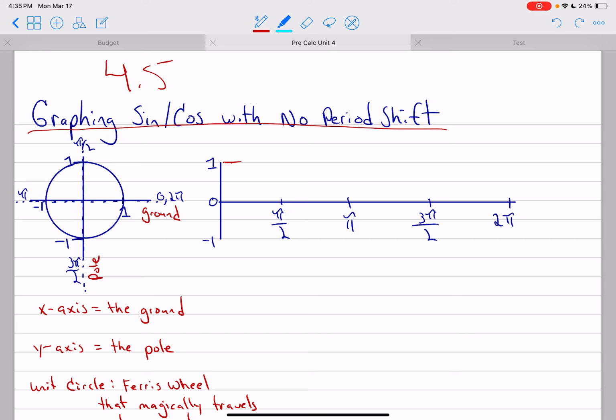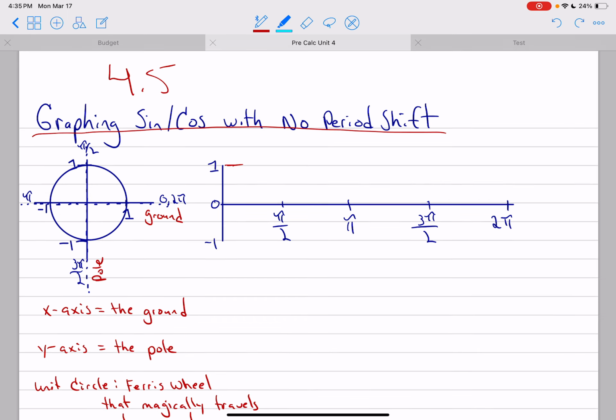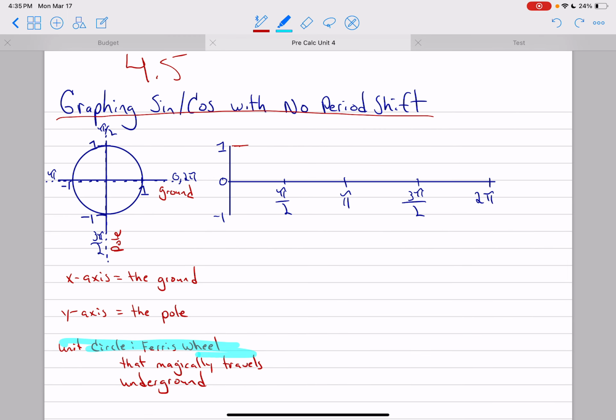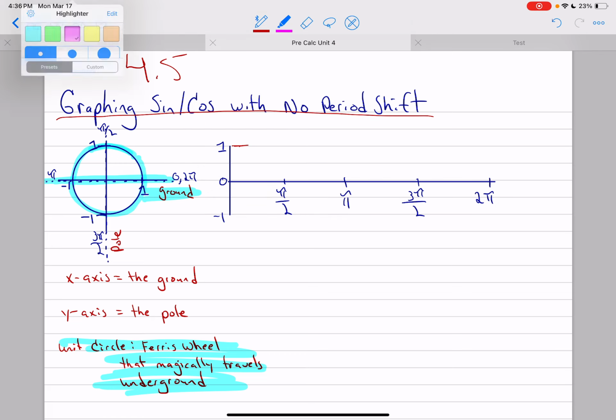Now, imagine that this unit circle represents a Ferris wheel that magically travels underground, right? So the x-axis is the ground. This circle is like a Ferris wheel that is above ground. If it was up here, it'd be above ground, and if it was down here, it'd be magically underground. Obviously, this is not possible, but that's what we're imagining right now, okay?